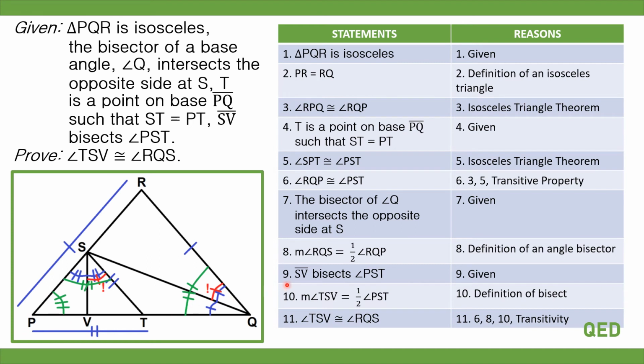So again, since it talks about bisect, by the definition of bisect, it means that this angle is 1/2 of the whole. And finally, statement 11, angle TSV is congruent to angle RQS by the transitive property of statements 6, 8, and 10. QED.